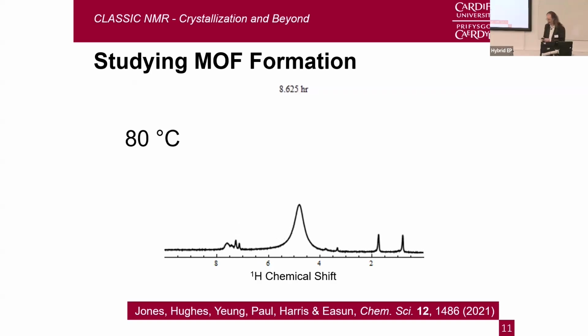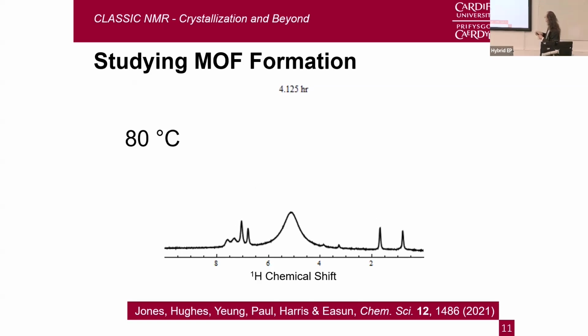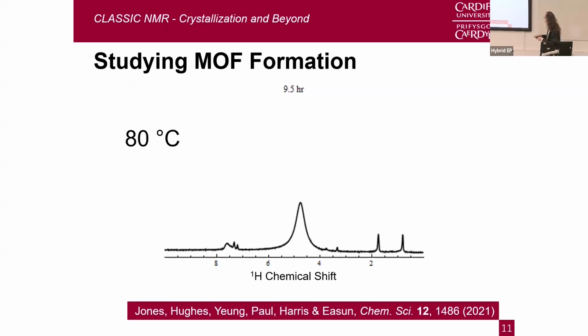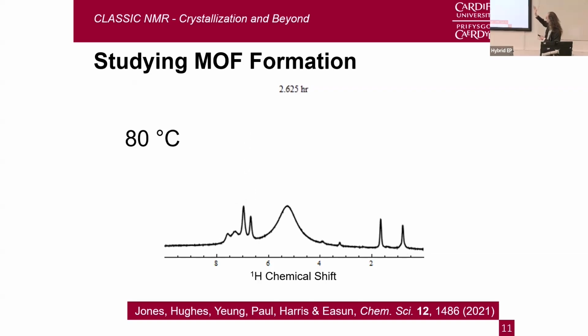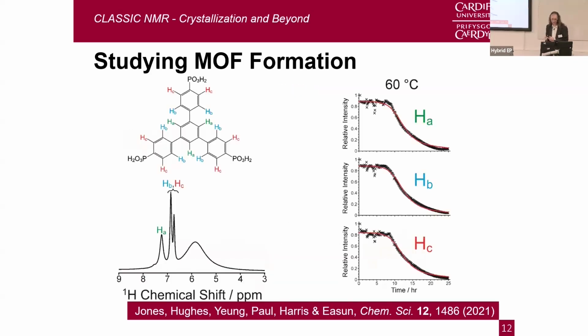And what you can see here are signals from all of the exchangeable protons. So that's the acid and the water and everything that's coming off the nickel nitrate. But over here, we've got the signals from the linker itself. I'll just let that run again. And you can see that they start large and then drop down over time. And they also change their chemical shift. But the important thing there is that we can see their intensity.